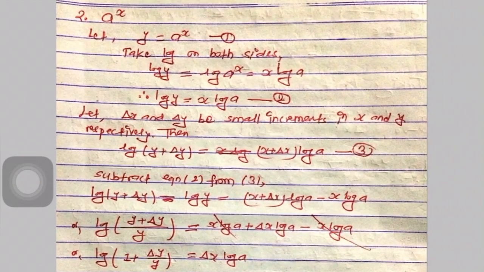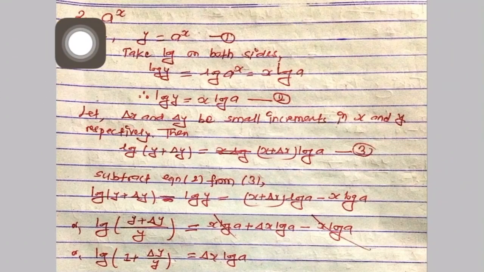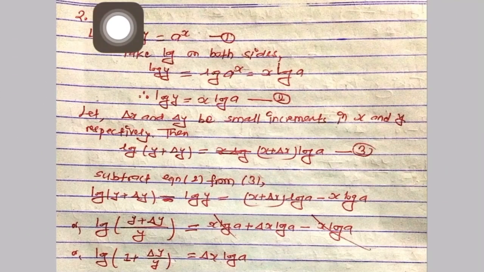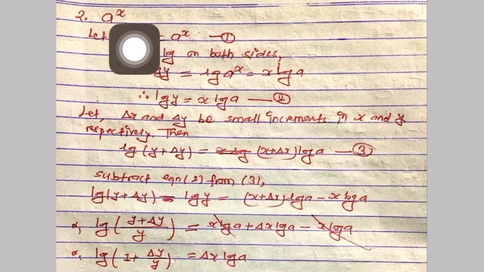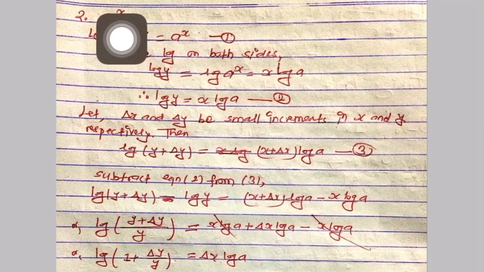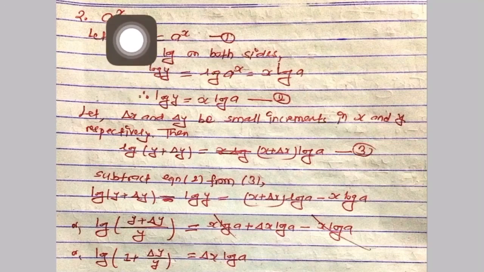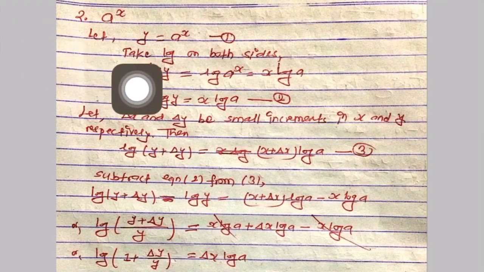Now in the same video I want to show you how to find the derivative of a^x. In the previous problem we found the derivative of x^x, but in this step you see a^x. Here the base is a constant, any constant number. In the previous one the base is x, so it is a little different, but this one is easier than the previous one.